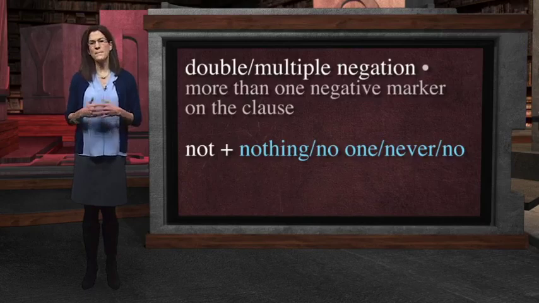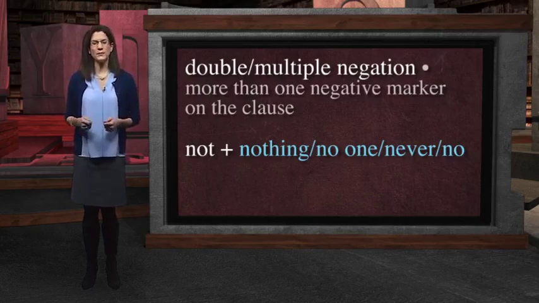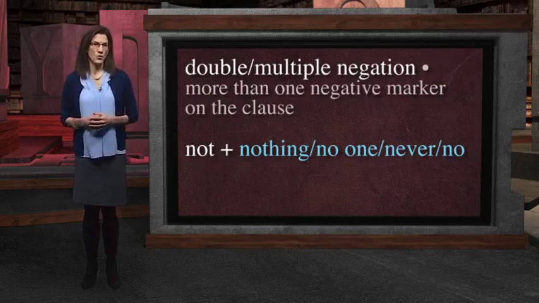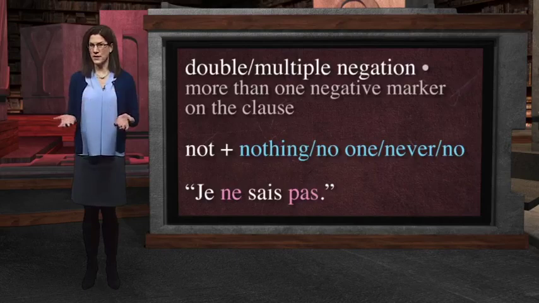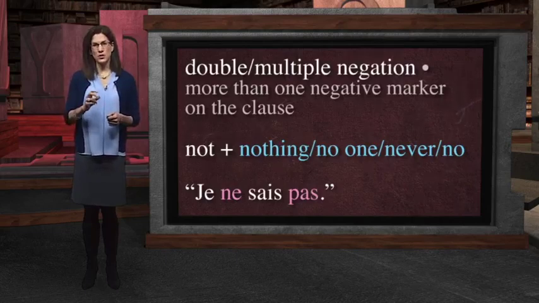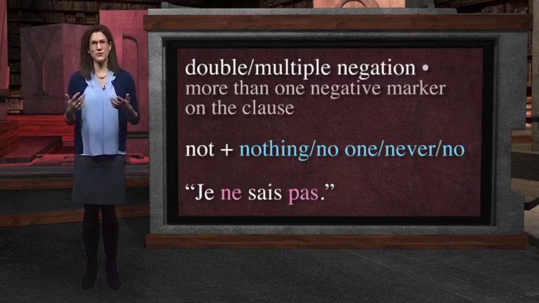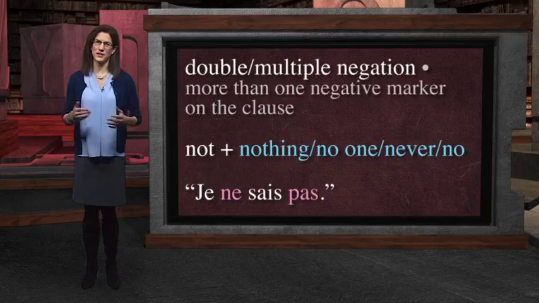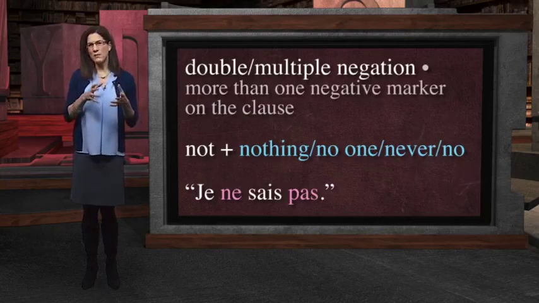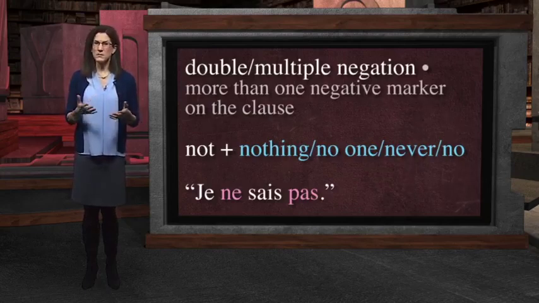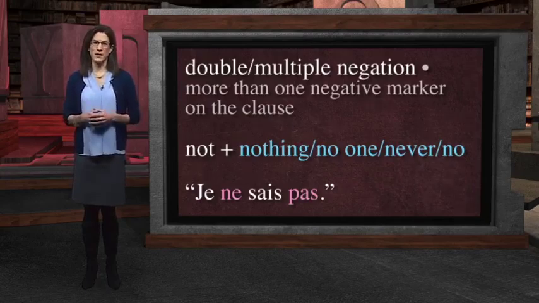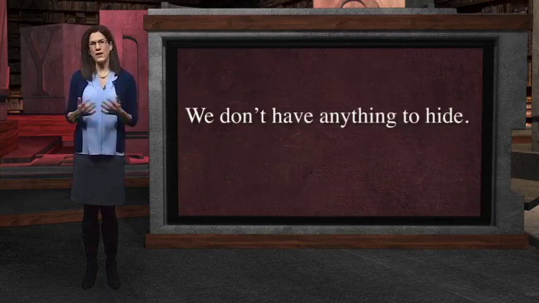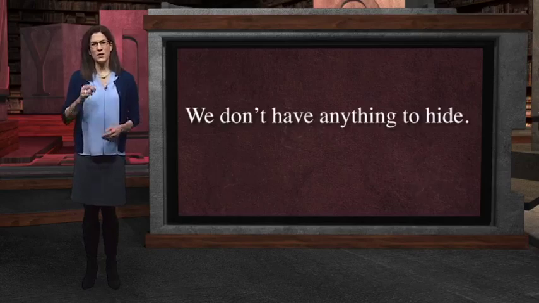Now, of course, many languages in the world do this. We'll just take French as one example. If you want to say, I don't know in French, you would say, je ne sais pas, where the ne, je ne, is a negative, and the pas is also a negative. So French does double negation, completely standard. Standard American English now employs single negation. So we would say in standard varieties of English, we don't have anything to hide. But there is a long history of multiple negation in English.